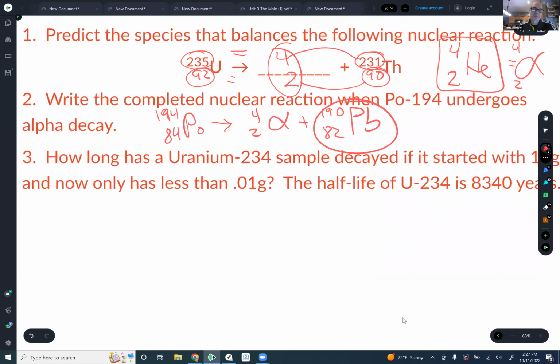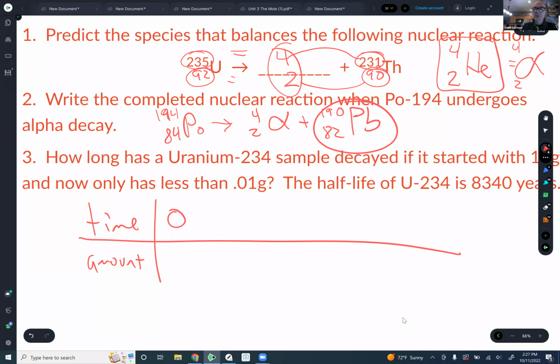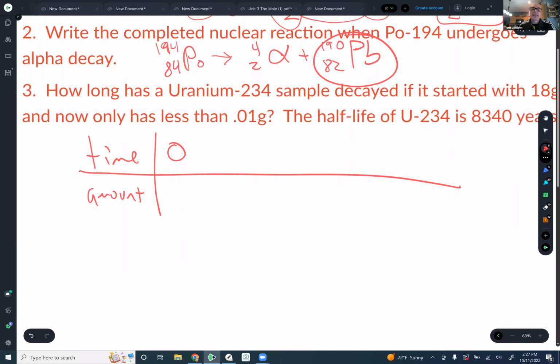So that's my answer. All right, now comes a half-life problem. In this half-life problem, what we are doing is setting up a table, and it always starts the same way: time and amount. So the time always starts at 0. The amount, it says it starts with 18 grams, I believe, is what this problem says. Let me move it out of the way a little bit. Yeah, 18 grams is how much you start with, and then it ends with 0.01. Well, we don't know how long. Oh, sorry, we do. 8,340 years is the half-life.